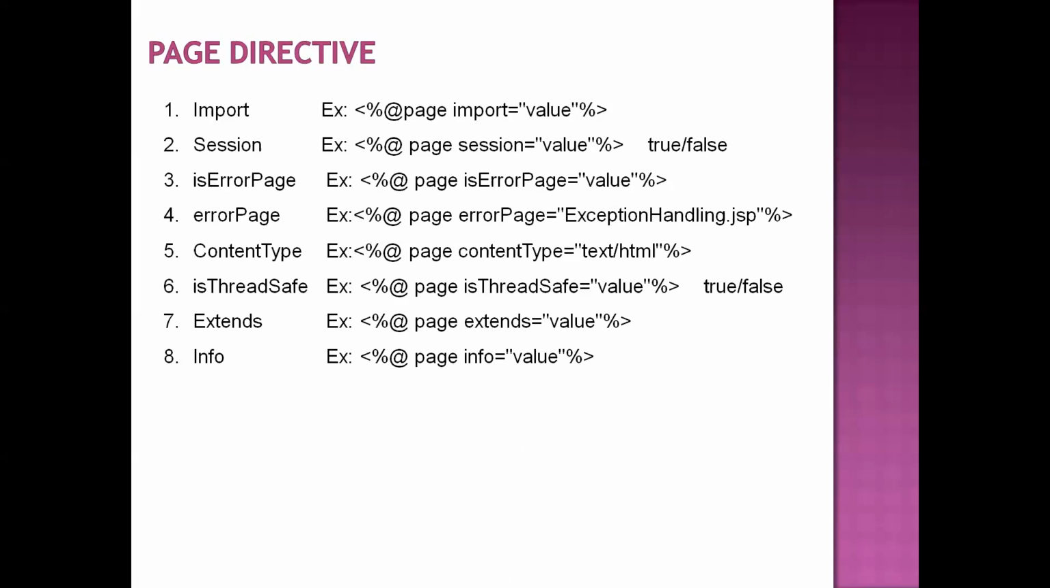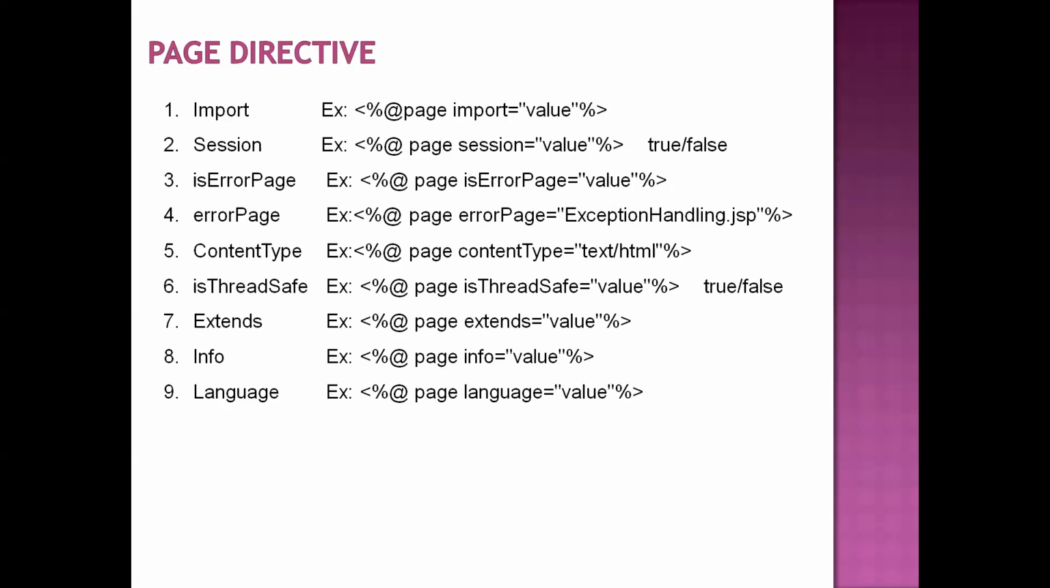Now coming to the info attribute. This info attribute is used for giving information about your JSP page. It is just similar to the getServletInfo method of the Servlet interface. In the Servlet interface we have one method, getServletInfo, which is used for printing the information about the servlet. Similarly, in JSP we have the info attribute in the page directive. This is used for displaying the information about your JSP page.